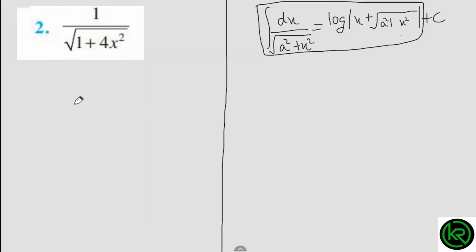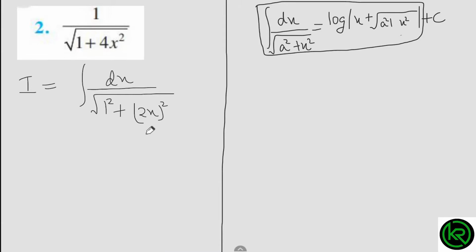Next question. Question number 2. I is equal to dx upon under root 1, we can write 1 square, and 4x square we can write 2x whole square. Okay students, we are going to use this formula written here. So we made this formula same. Okay, we can use the formula now.